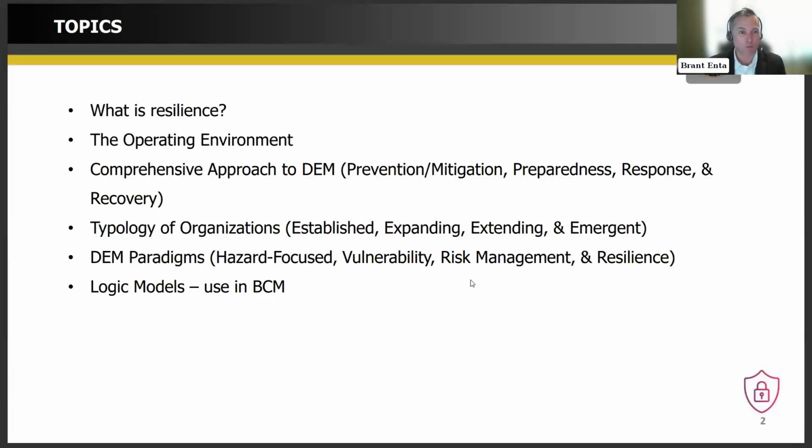Okay, so just the topics we'll look at. So what is resilience? The operating environment, the comprehensive approach to disaster and emergency management, which is prevention, mitigation, preparedness, response, and recovery. Sometimes it's expressed as 5 phases versus 4, which just means they separate prevention and mitigation. Next topic will be typology of organizations. So established, expanding, extending, and emergent.